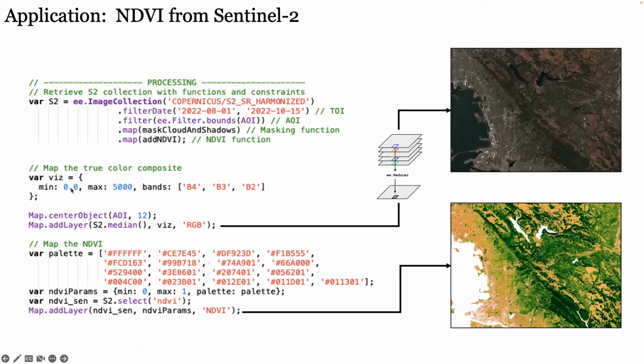And so looking at the processing code chunk again, I think at this point you can pretty much find the similarity compared to what we did with Landsat 9. Again, we retrieve the image collection, constrain it with time and area of interest, and apply our functions, including cloud masking and NDVI. And so for the true color composite here, we applied something called image reduction.